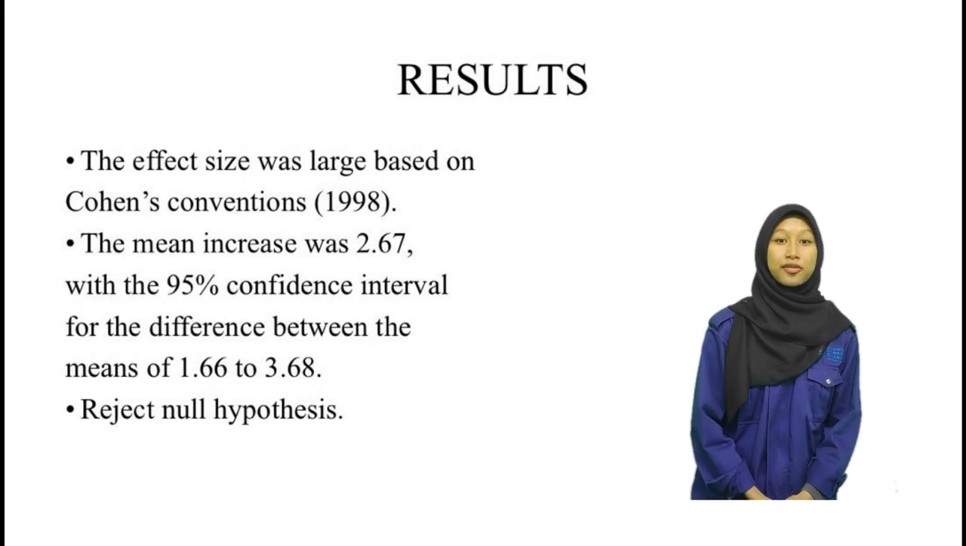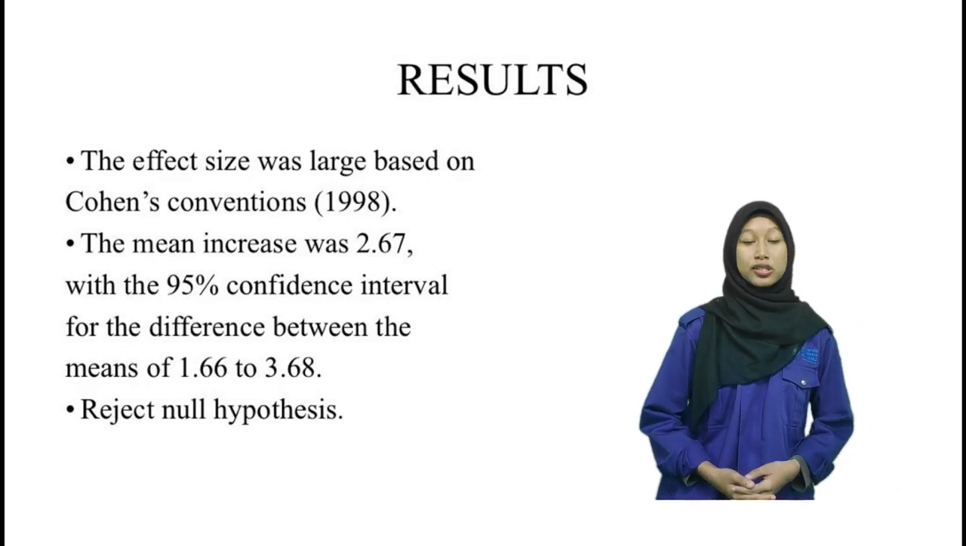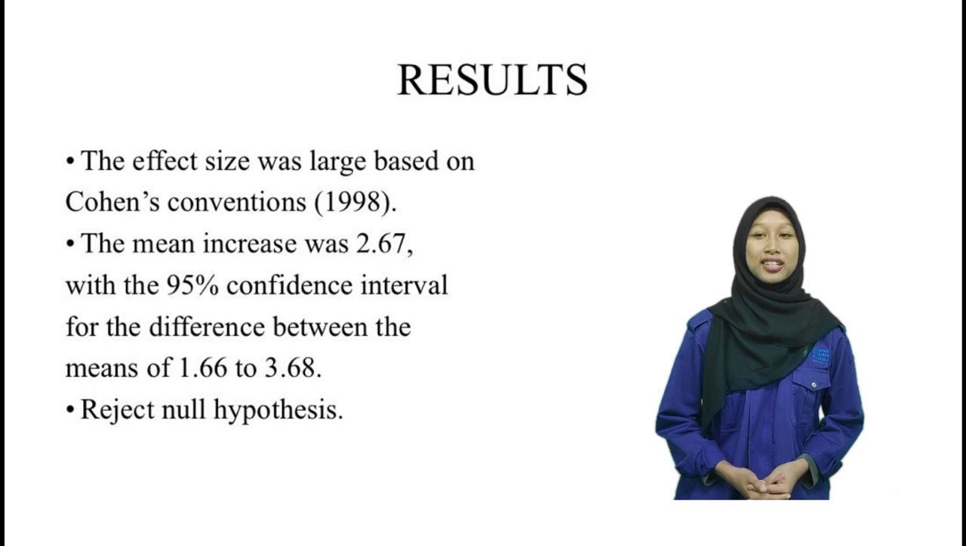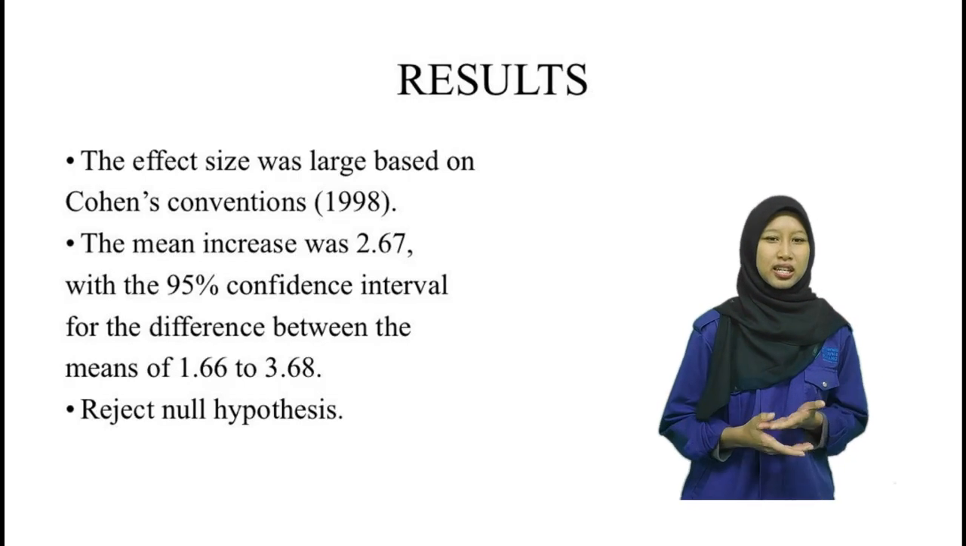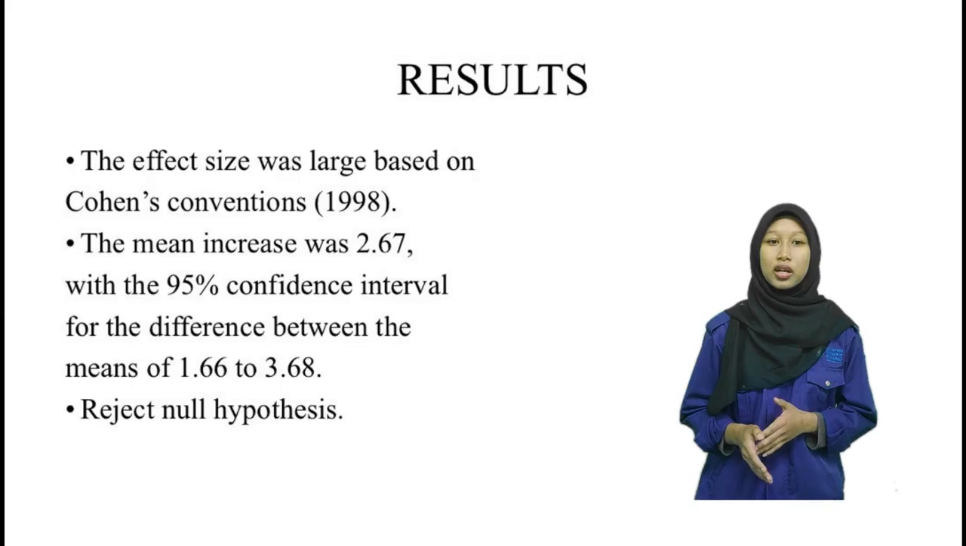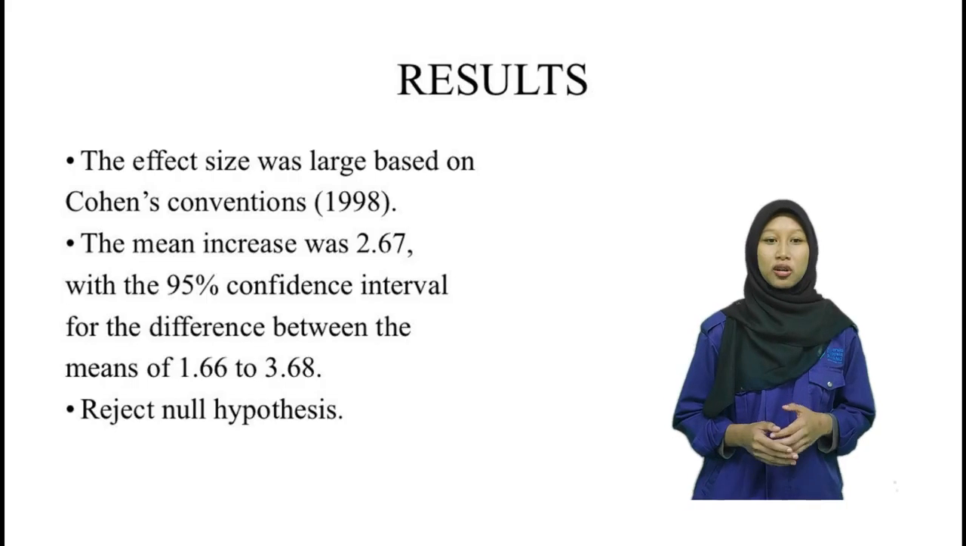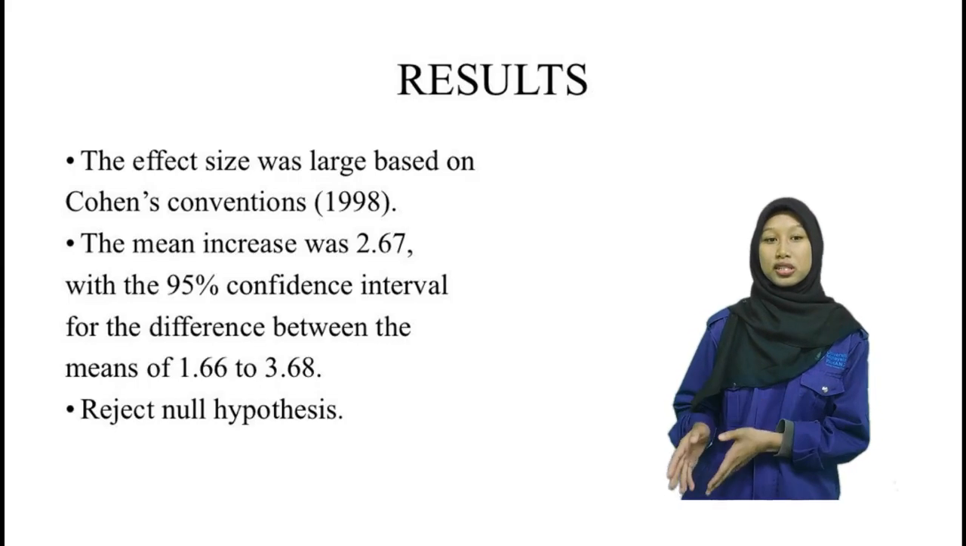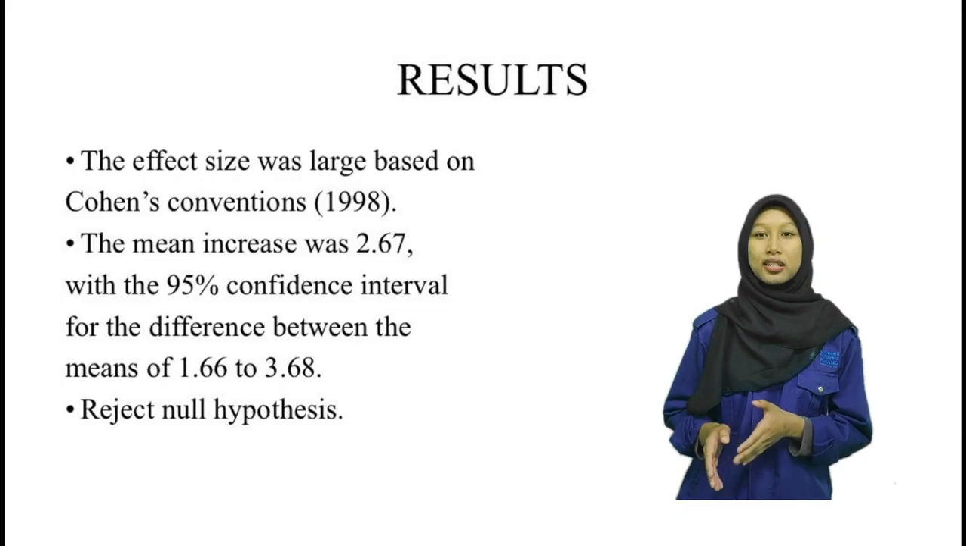So, the finalized finding is the effect size was large based on Cohen's 1988. The mean increase was 2.67 with a 95% confidence interval for the difference between the means of 1.66 to 3.68. So, we reject the null hypothesis.